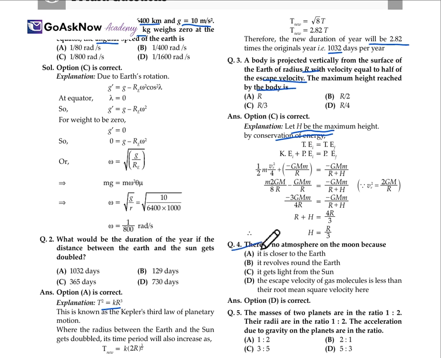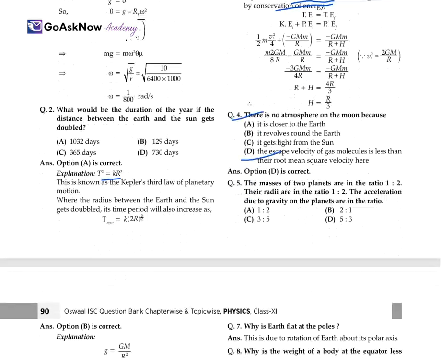Now, there is no atmosphere on the moon. Because it is closer to the earth? It's not the correct reason. Because it revolves around the earth? No. Because it gets light from the sun? No. The escape velocity of the gas molecules is less than the root mean square velocity. That's why there is no atmosphere on the moon.